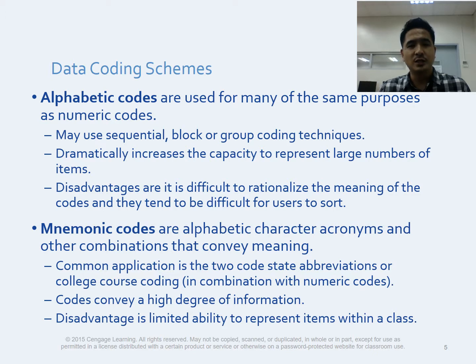The disadvantage is the limited ability to represent items within a class. For example, in the chart of accounts, you can code receivables as AR, payables as AP. However, if you want to distinguish one AR from the other, it's very difficult. It makes sense to use the sequential code. For example, AR1, AR2, AR3. Okay, so that's it, and thank you.